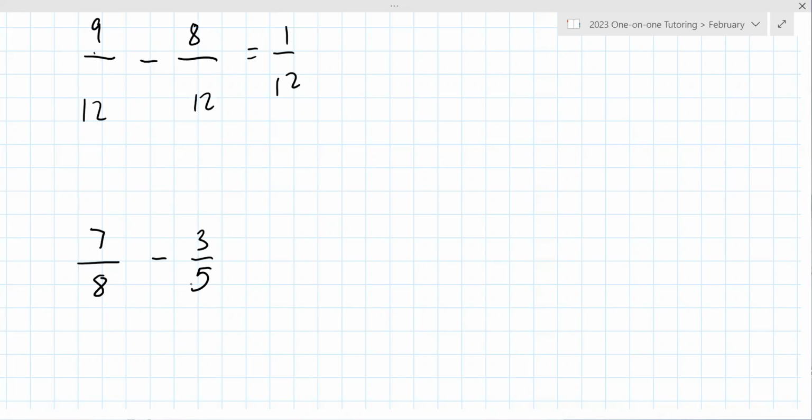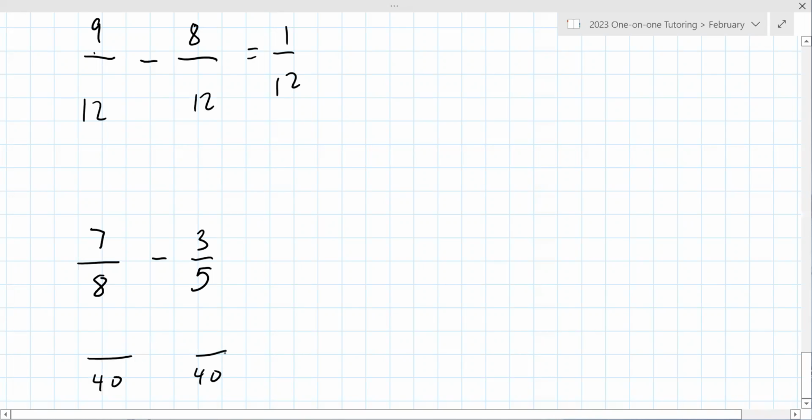Okay, I got my final answer. Okay, what did you come up with? 11/40. Okay, that sounds right. So the bottoms are both 40. Yep. Okay, and then multiplying by 5, so we got 35, and then times 8, 24. So yes, it is 11/40.